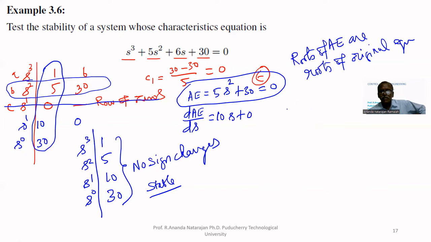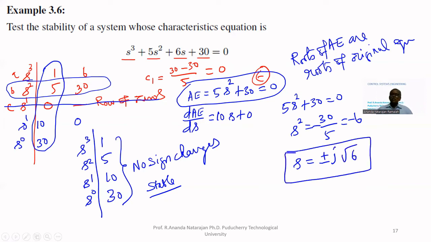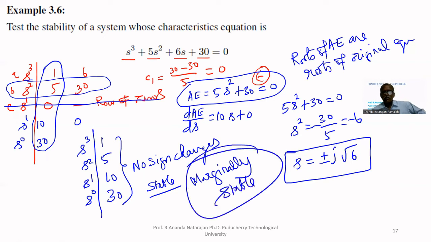What are the roots of this auxiliary equation? 5s square plus 30 equal to 0, or s square equal to 30 by 5, that is equal to minus 6. Therefore, s equal to plus or minus j root 6. The roots are on the j omega axis. We know that if any of the poles is on the j omega axis, it is marginally stable. Therefore, the given system is not stable. It is marginally stable.